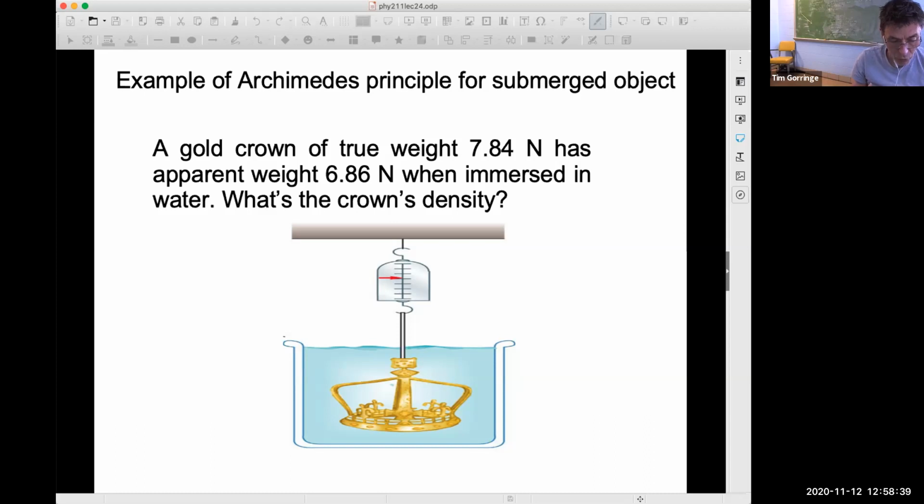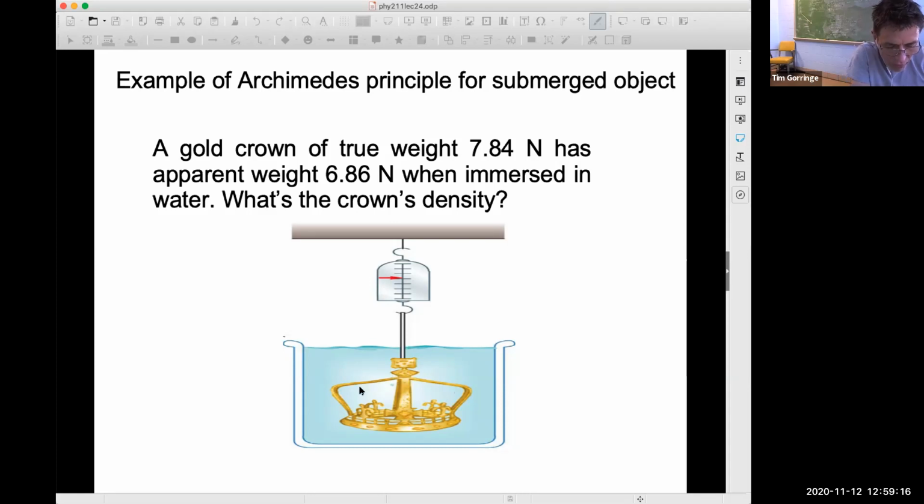In this case, we're going to lower an object, not me, but a crown that I got from a junk shop or a secondhand shop. And I'm wondering if this crown is really gold. And so how would I know if this crown is really gold? I would have to know the density of the crown. And we can use Archimedes' principle to figure out the density of the crown. I'm going to show you how I do it. So here's the crown.